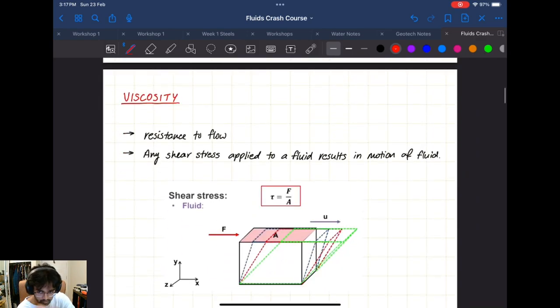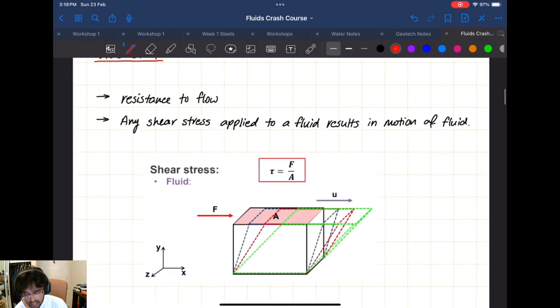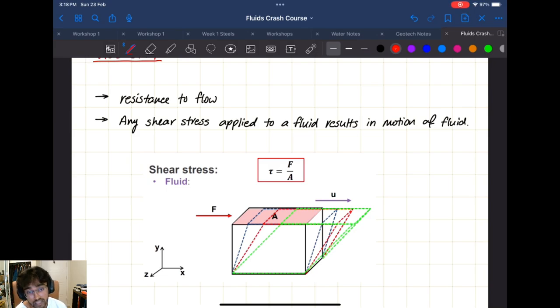Okay, next. Viscosity. This is another fluid property. It is the resistance to flow. Whenever there's shear stress applied to a fluid, this results in the motion of the fluid. I'm pretty sure that's self-explanatory. If you apply a force onto a fluid, it's going to move, right?